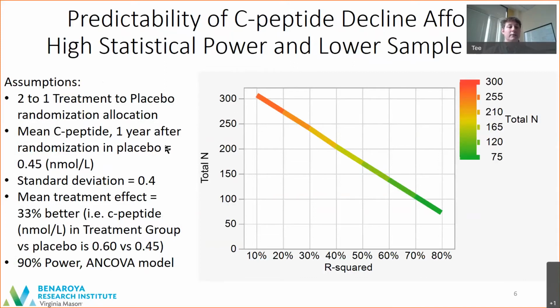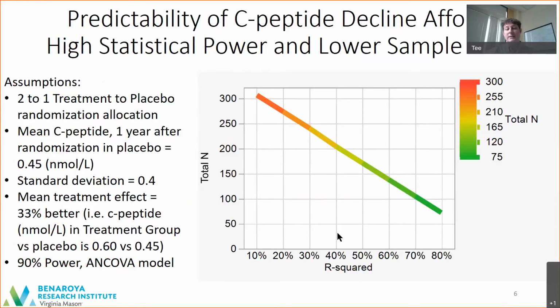You have a 2-to-1 treatment allocation to treatment to placebo. The mean C-peptide value for the placebo subject is what we observed for the 9 studies shown previously, with a typical standard deviation. And I've assumed a mean treatment effect that's pretty modest, only 33% better in treatment. So a small treatment effect with about, using an ANCOVA model and 90% power.